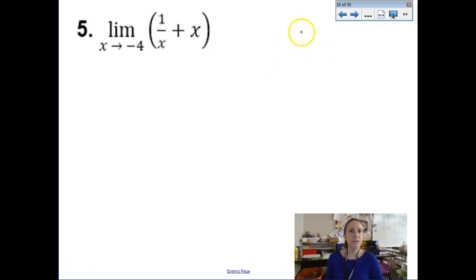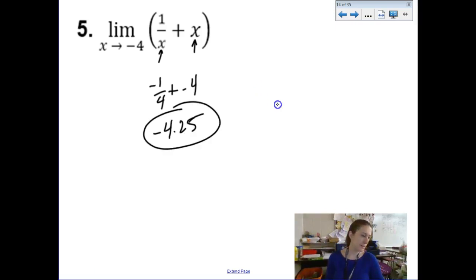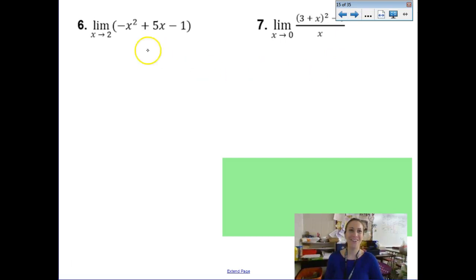What else we got here? So this one, plug in a -4. Not going to be a problem anywhere. So this is -1/4 plus -4. So how about -4.25? It's a good answer. I like it. All right, moving along.